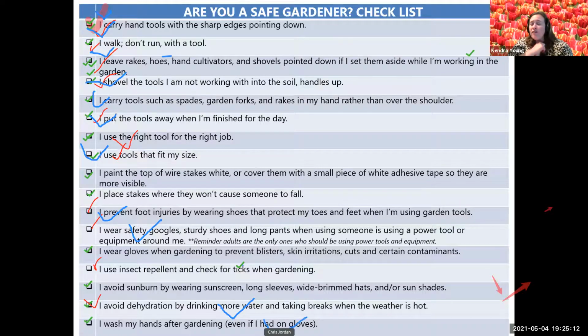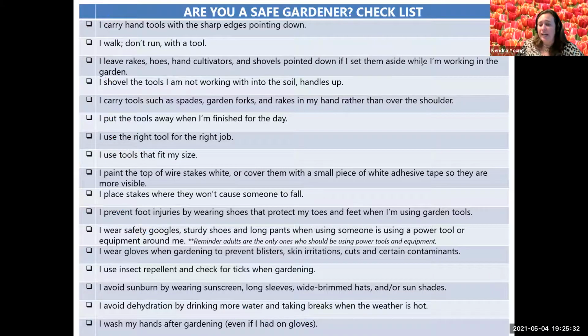And when you are finished in your garden, always be sure to wash your hands and all the vegetables and fruits that you get from your garden, even if you had gloves on. So you always want to make sure that you're always washing your fruits and vegetables and your hands when you get done in your garden.